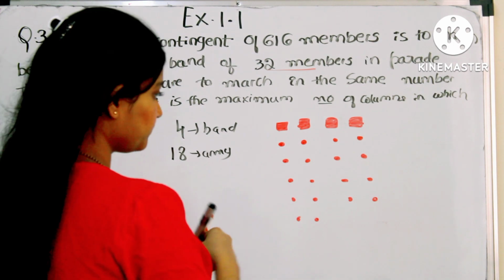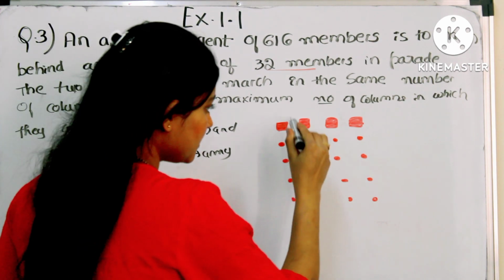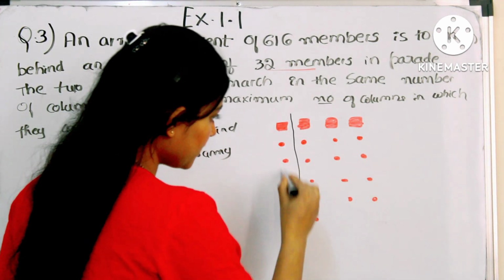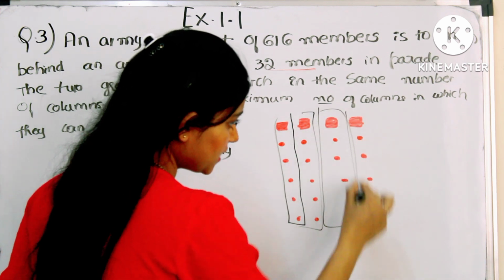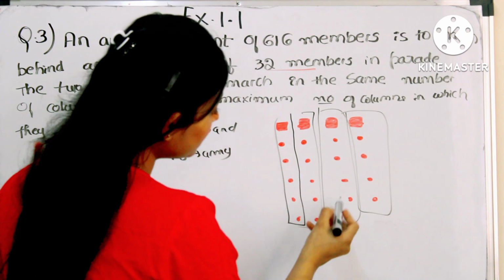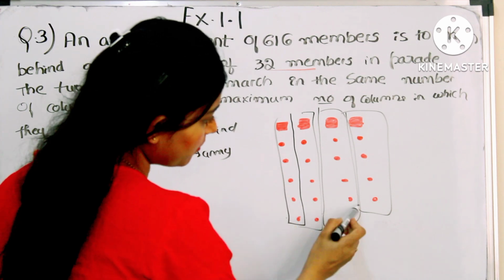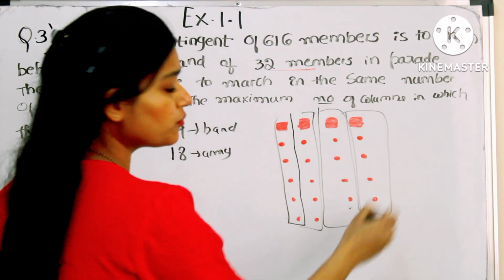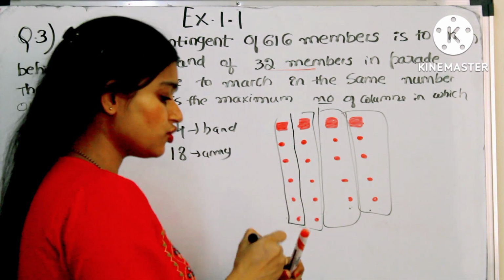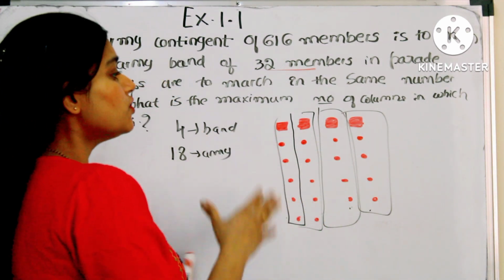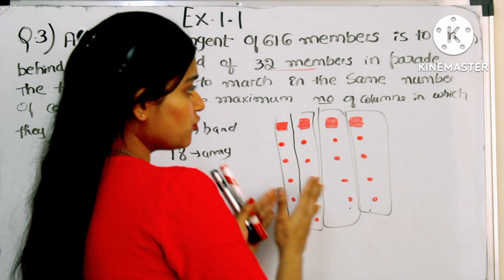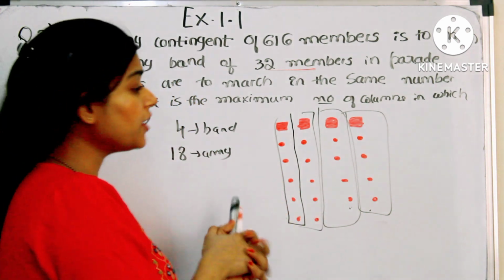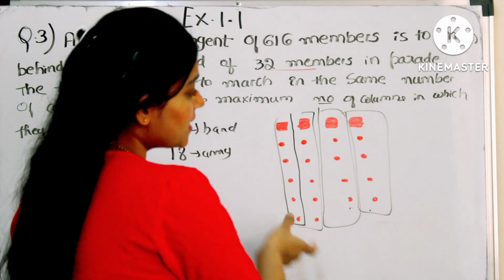Columns means like this, correct? This is one column, this is the second, this is the third, this is the fourth column. The band has 4, so the columns should also be 4, and they should be equal, but this is not. So how can you distribute this then? By using Euclid's division lemma, you can make this equal.